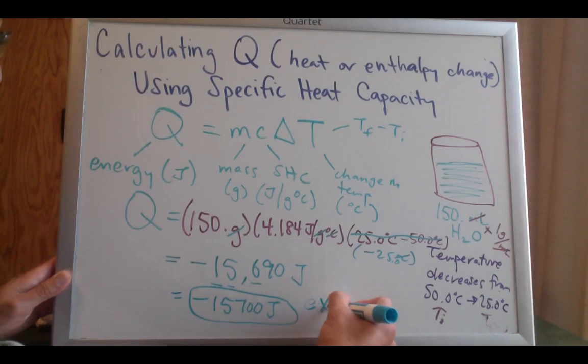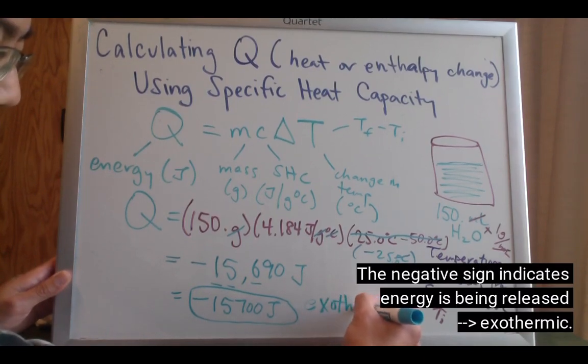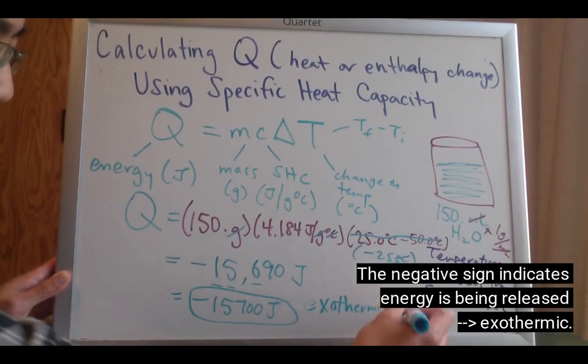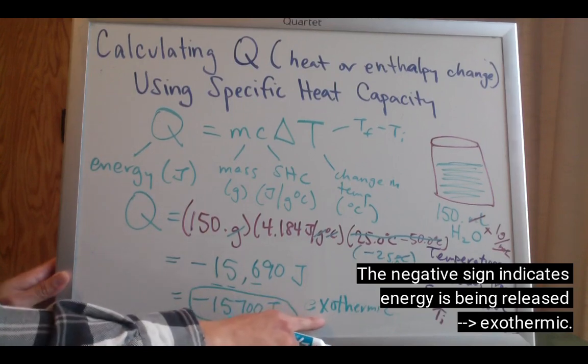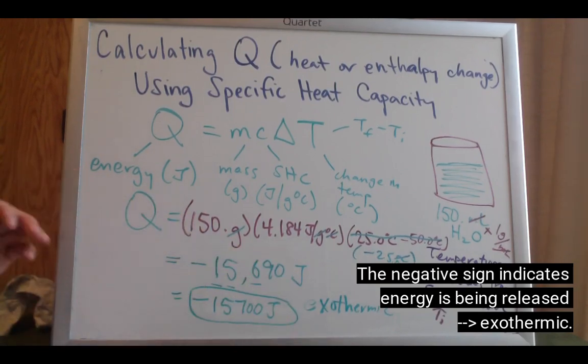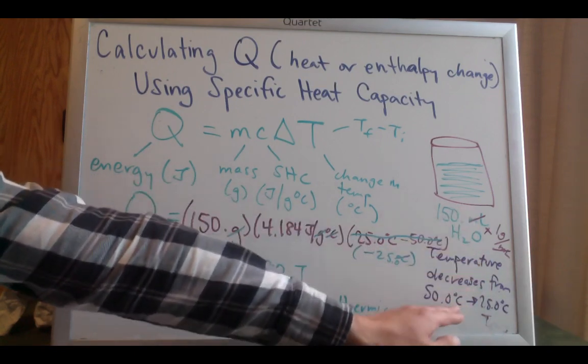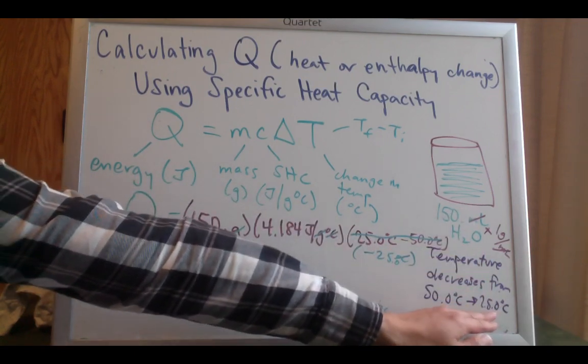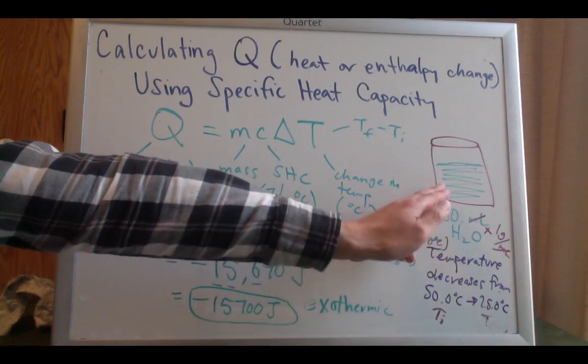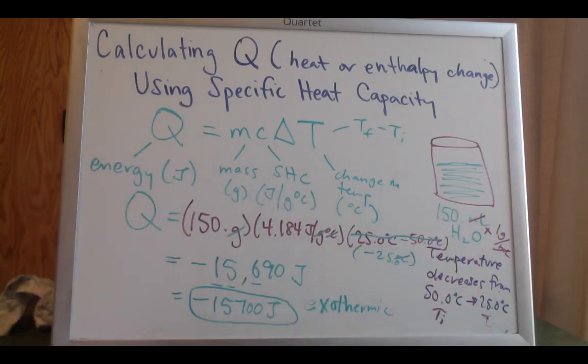Now, the negative is important because the negative tells us that heat is being released from the system. And so this is an exothermic process because the sign that's negative tells us that heat is being released from the system. So it's exothermic. And it should make sense because if the temperature decreases from 50.0 degrees Celsius to 25.0 degrees Celsius, that means that energy had to be taken out of the system. And this is the same principle when we're freezing water to make ice cubes. We have to take energy out of the system. And so that would be an exothermic process.